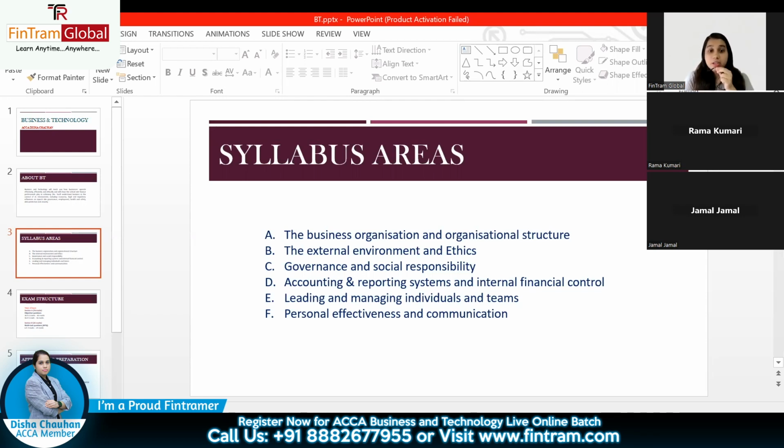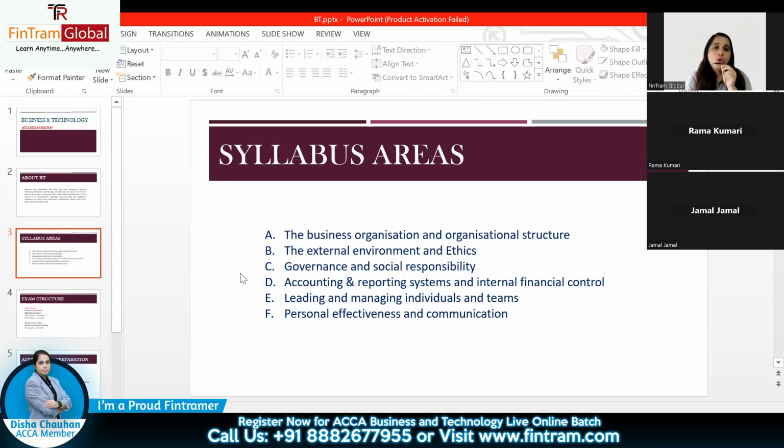Then personal effectiveness and communication is the final syllabus area, wherein we are learning about performance appraisal. Of course, for every employee working in an organization, you have to see how that person has performed. Based on that only you give them their bonuses, or the next year's salary is decided. And finally, personal effectiveness and communication, wherein you will be seeing time management, how communication is done within an organization, and all things related to that.